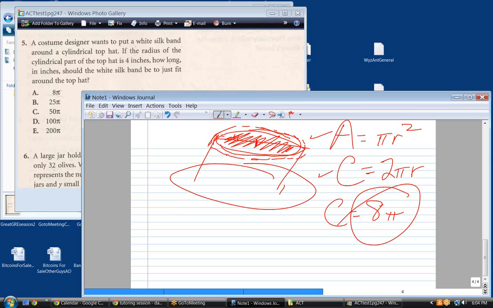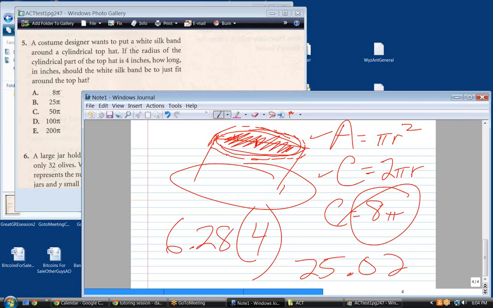For example, if we would have gone to all the trouble to convert pi here, we'd have then had 6.28 times the number 4. When we do all that work, we get 25.02, and that number is not one of the answers. So now we've got to do a whole bunch of work to convert 25.02 back into pi.